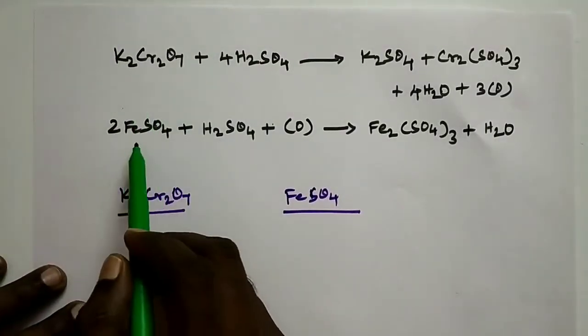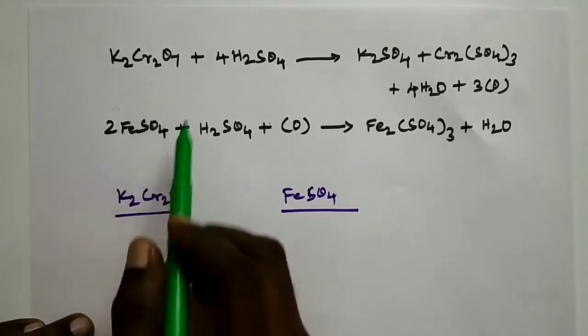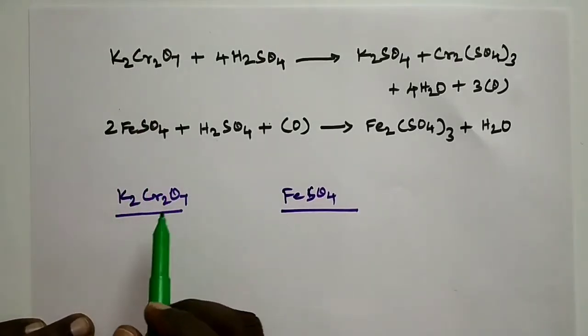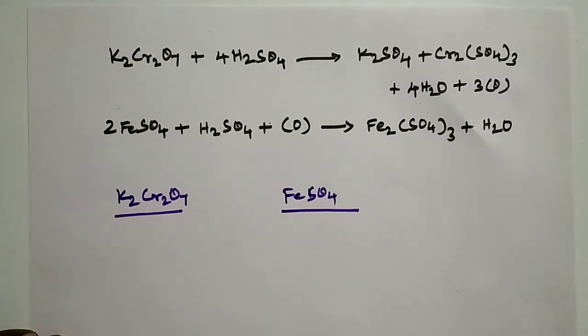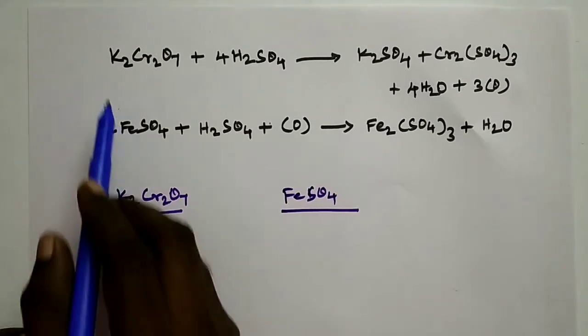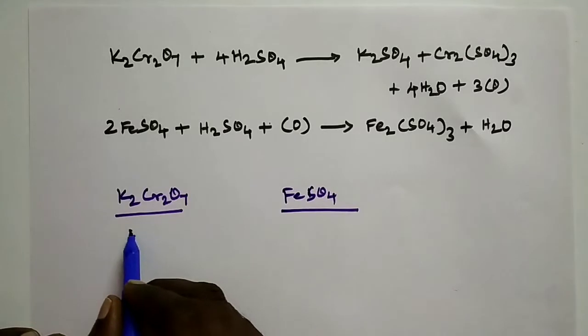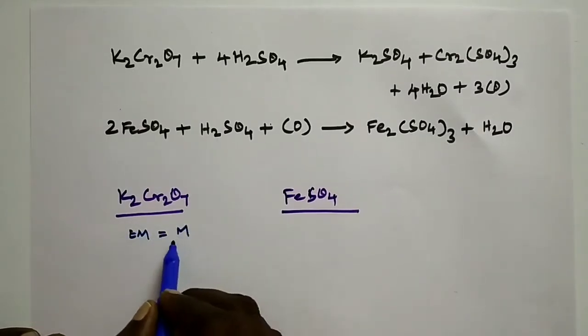Potassium dichromate oxidizes ferrous sulfate. So, estimation of ferrous sulfate by potassium dichromate. Let's calculate the equivalent mass of potassium dichromate. There is only one molecule, so equivalent mass is M by N.